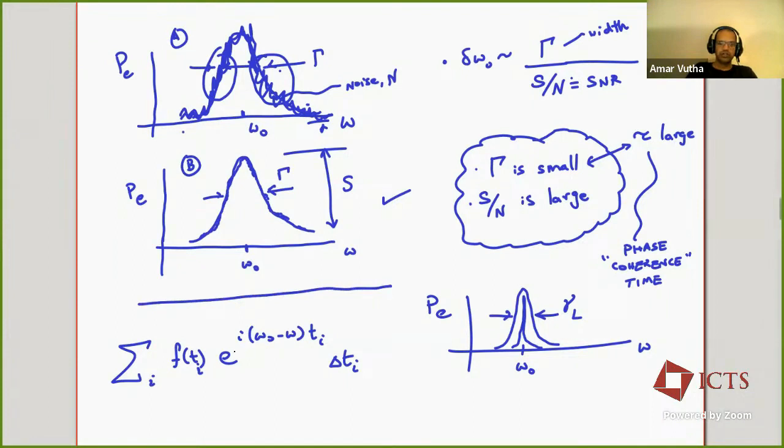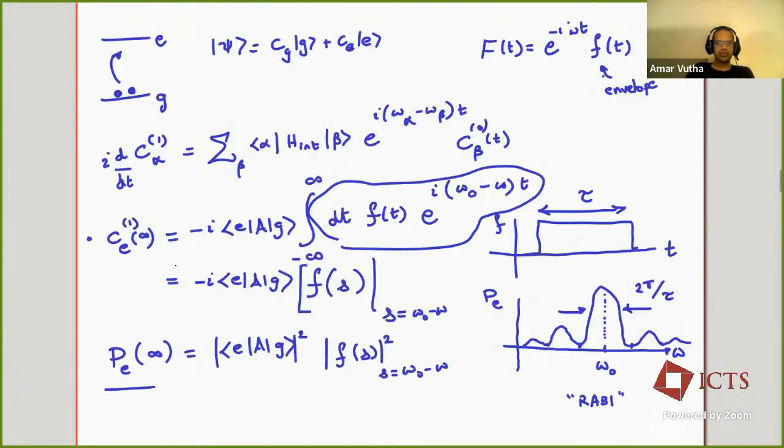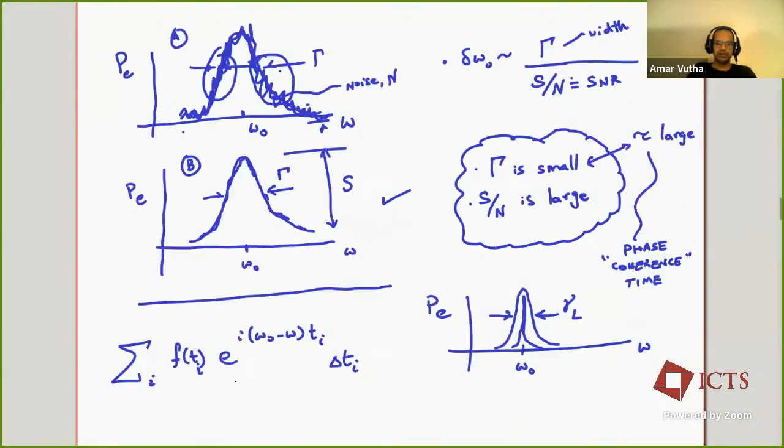Okay. And so what is this integral telling you? It's telling you the probability amplitude to be in the excited state. So what this integral is measuring for you is the quantum amplitude to go from the ground state to the excited state due to something that you did at some time t_i. And so what you're doing is you're adding up, for time t1, what was the amplitude? For time t2, what was the amplitude? For time t3, what was the amplitude? But you're not adding the probabilities, you're adding the amplitudes.